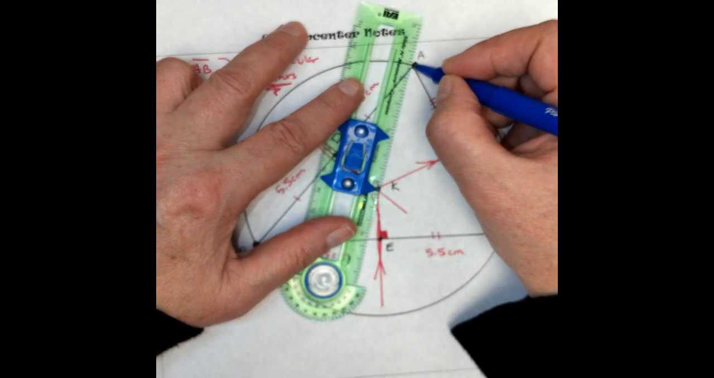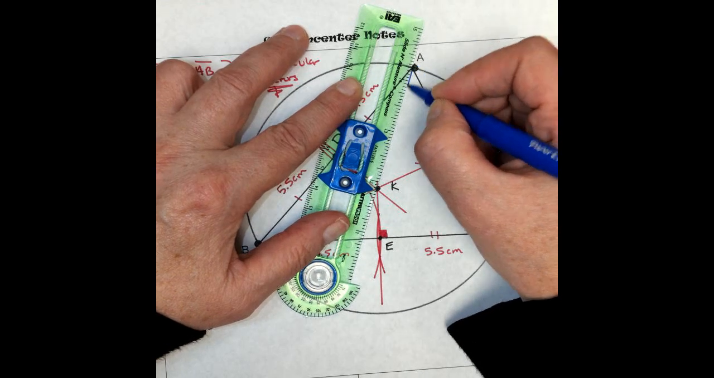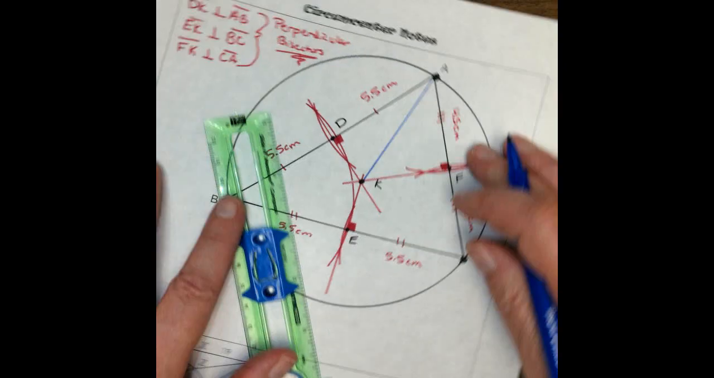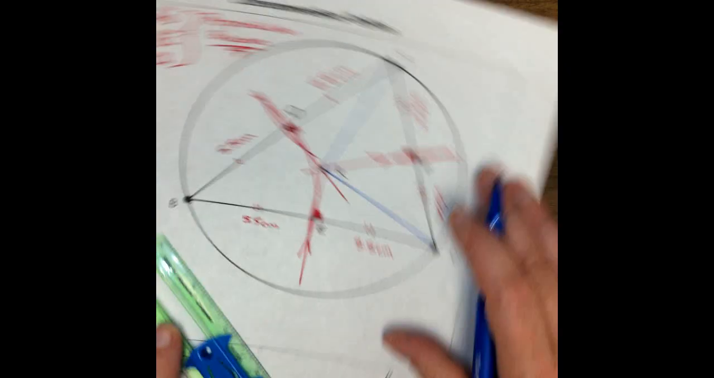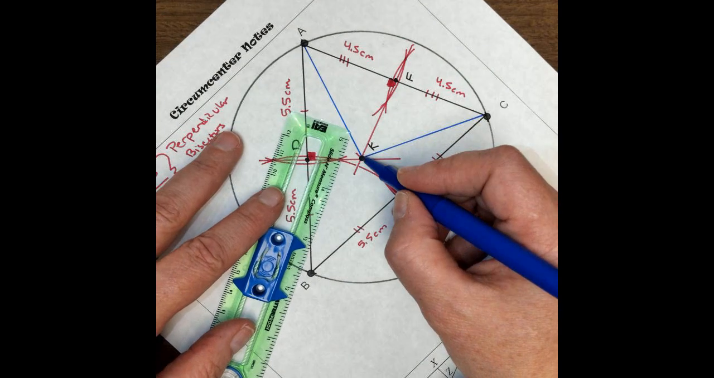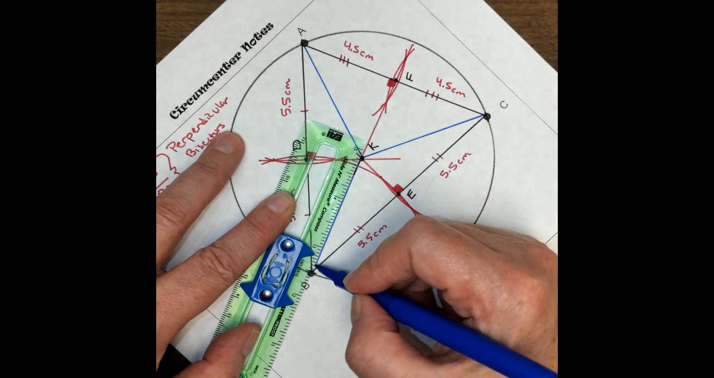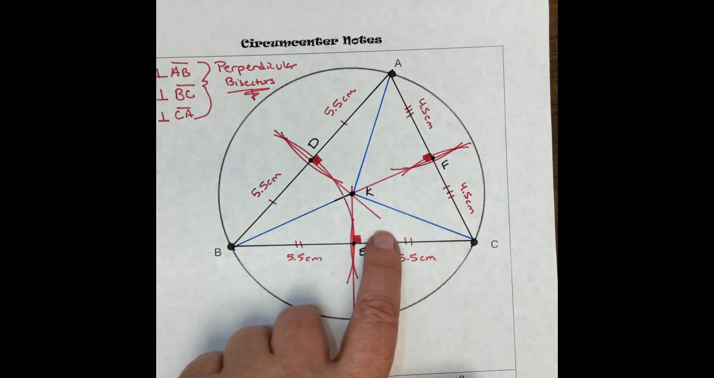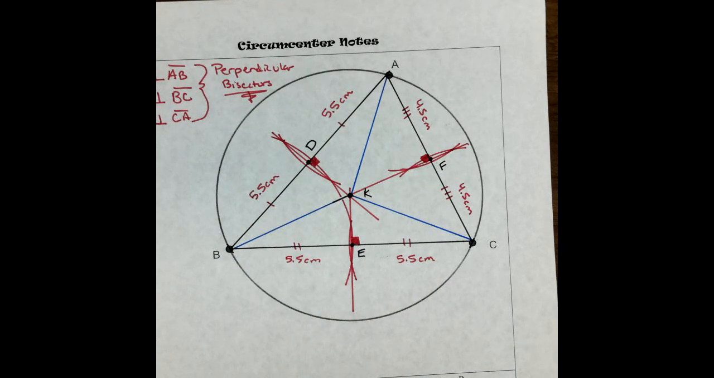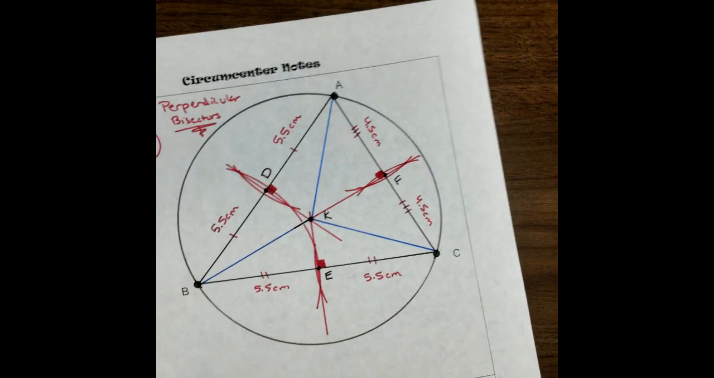So we're going to go from point A to point K, and then from point K to point C, and then from point K to point B. Now you can tell I have a bunch of triangles here, and they're all right triangles. Well, let's take a look at something.